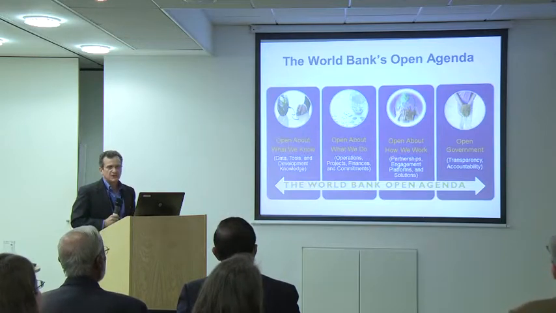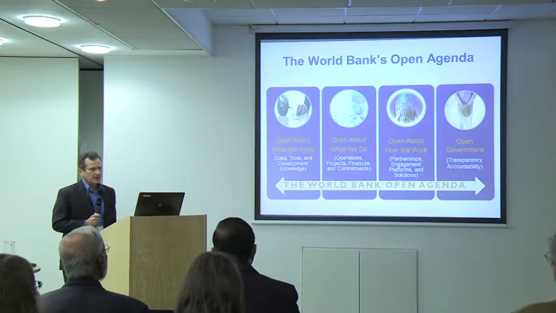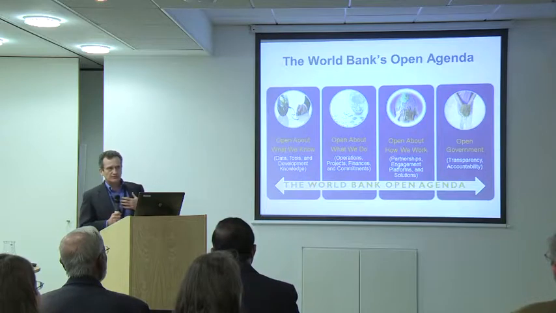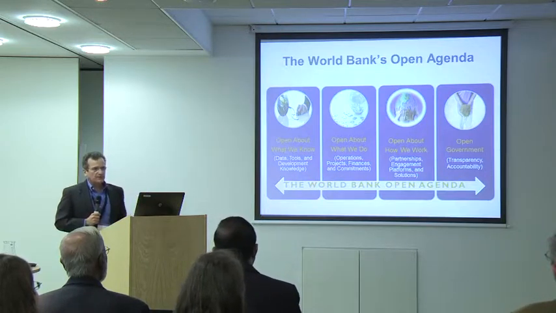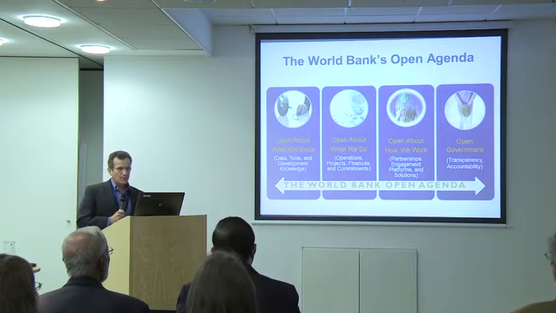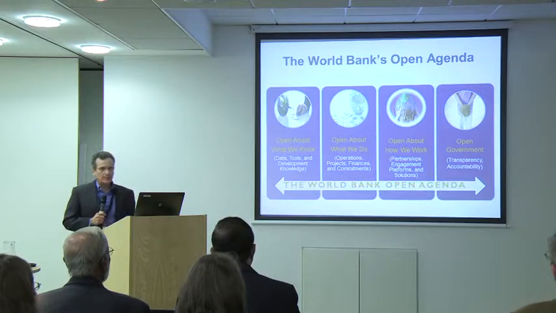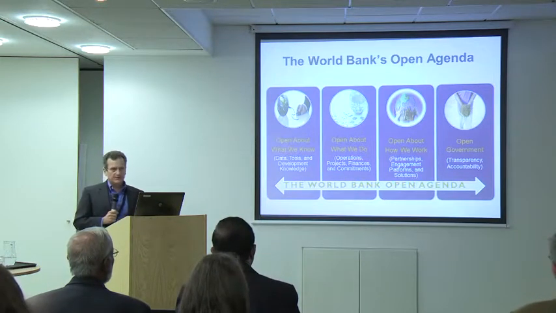So the bank's open agenda, the intent is to be open about what we know. That concerns me directly as a publisher. To be open about what we do, open about how we work, and to promote openness generally. Now, what does that mean for publishing right now in terms of ending extreme poverty and boosting shared prosperity?